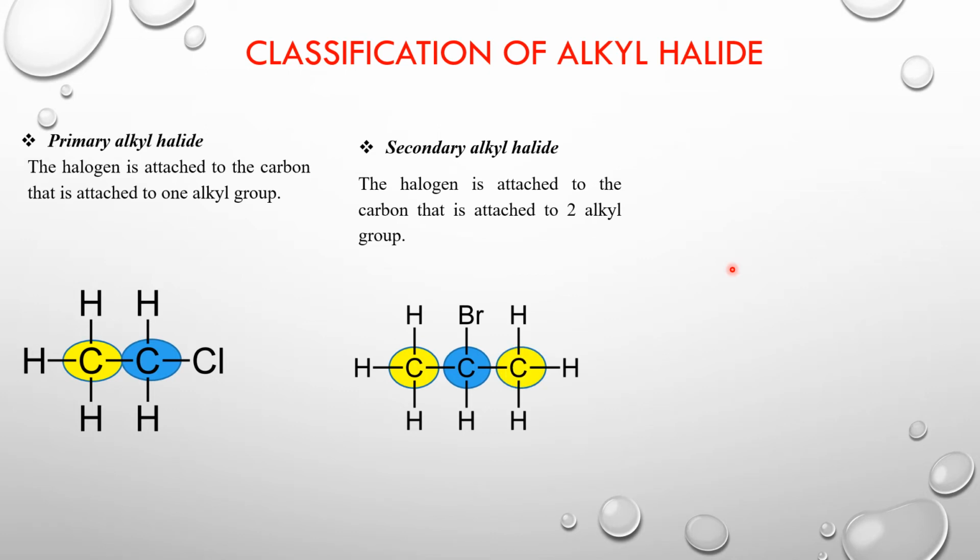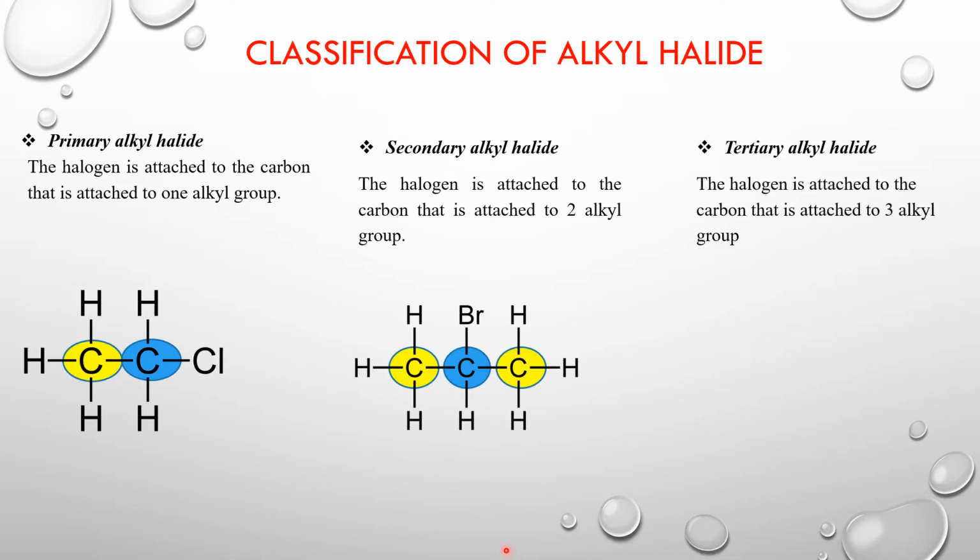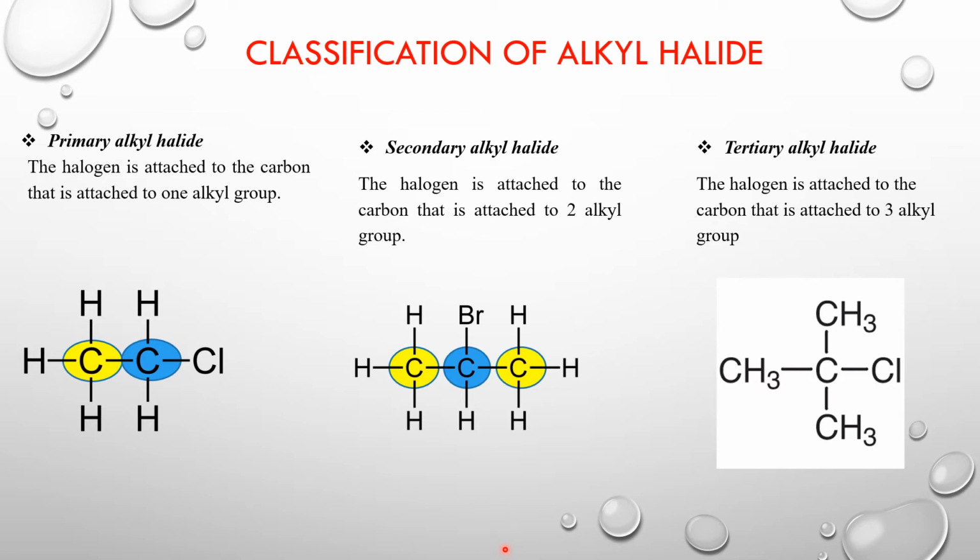So therefore it is a secondary alkyl halide. Next we look at a tertiary alkyl halide, where the carbon attached to the halogen is attached to 3 alkyl groups. If you look at this example, this is our halogen, a halide ion, and that is our carbon which we are focusing on. This carbon is attached to 1, 2 and 3 alkyl groups. Therefore, it is a tertiary alkyl halide.